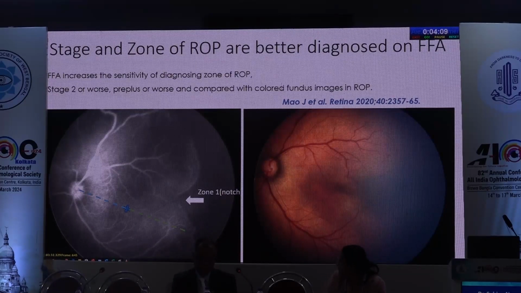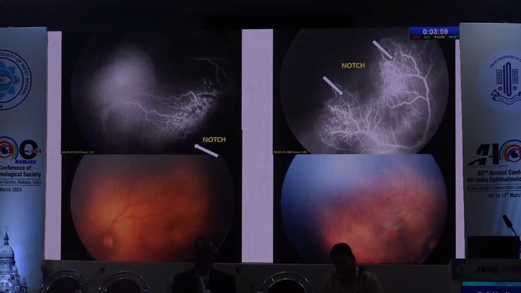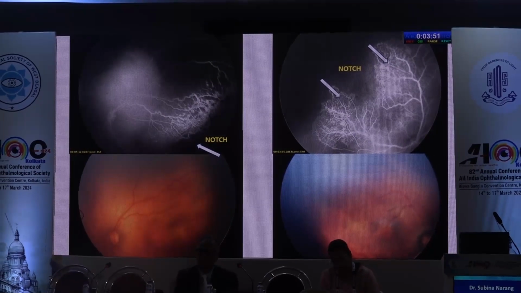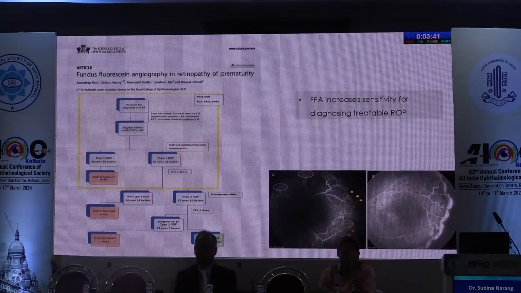Then with the newer classification, you have to identify the zone, which will tell you the notch also, which could change the zone. So FFA helps to identify the notch. If you look at this, the clinical picture lower down, in fact, you would call it zone 2 ROP. But once you do fluorescein angiography, you realize that it's just approaching the fovea, the center of the fovea, because of the notch, and similar is the next picture on the right.